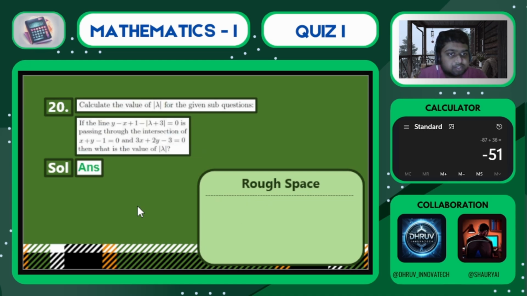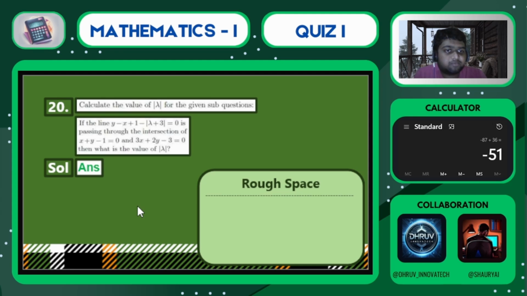Moving to the next question. This is also the same, sub question part 2. In this we are given one line and we need to find an intersection point. There is a line y minus x plus 1 minus lambda plus 3 modulus equals 0, which passes through the intersection of two lines, x plus y minus 1 and 3x plus 2y minus 3. So we have to find the value of lambda in this. In this case, first we will find the intersection point. Now how to find the intersection point?